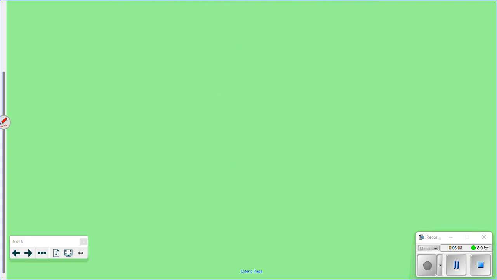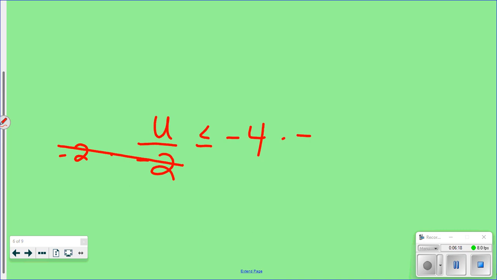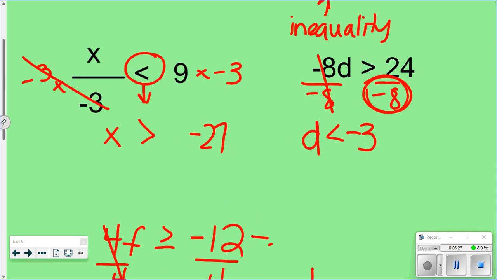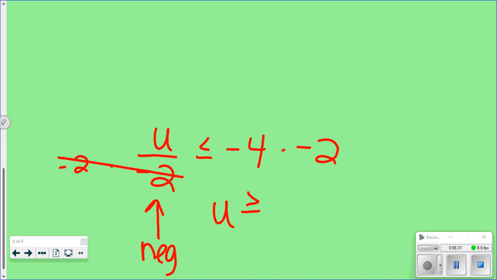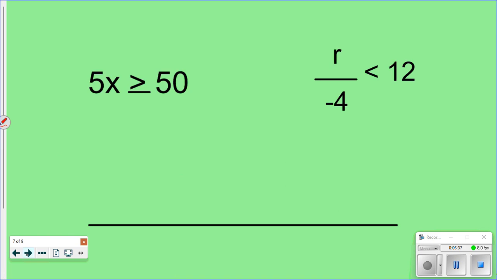What about this? Do I have to switch this? If you said yes, you're correct, because I'm going to multiply by negative 2. See how that number with the variable was negative? That means I have to switch the sign. So it's going to be u is greater than or equal to, should be a positive, oops, positive 8. So make sure you have that written down in your notebook with a few good examples.